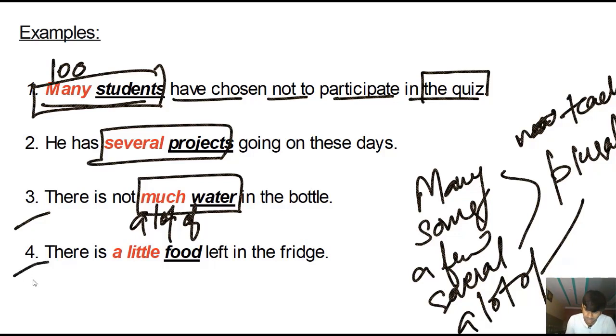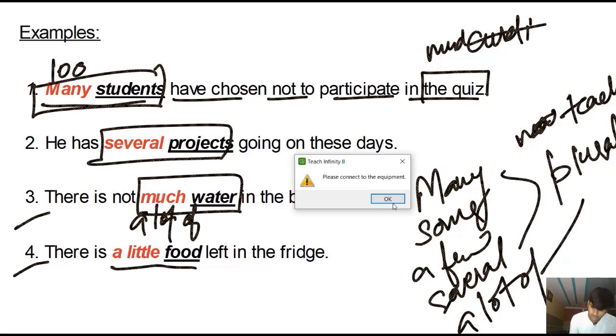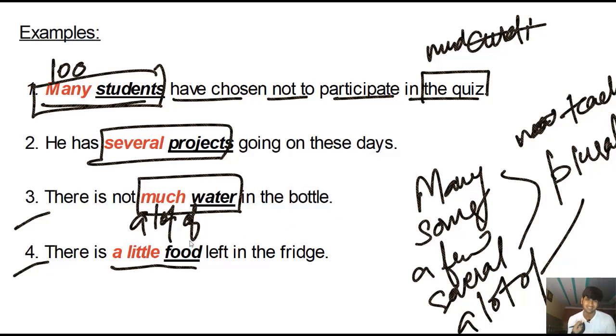There is not much water in the bottle. There is not much curd in the bowl. Much curd in the bowl, right? There is a little food left in the fridge. A little is also used with uncountable nouns. A little food, there is a little, like almost nothing. There is a little food, like there is something left in the fridge, like a couple of breads, maybe, right? You can have them. A little food.